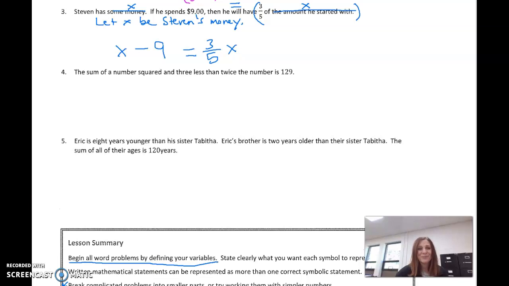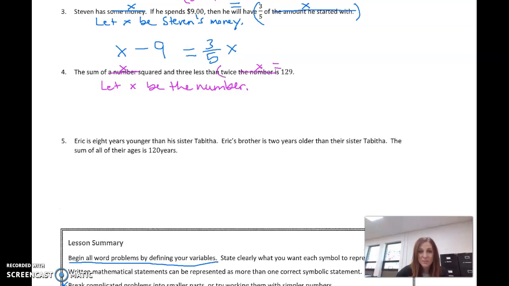Oh, two more examples. The sum of a number squared and 3 less than twice the number is 129. We're talking about numbers here, so I'm going to say let x be the number. Notice I always do the same thing, define it. The sum of x squared and 3 less than twice x is 129. So I know it's going to equal 129 here at the end.